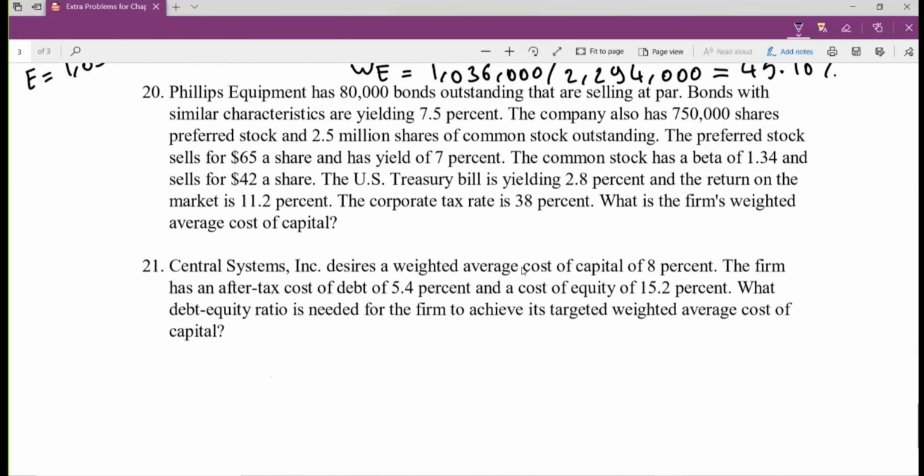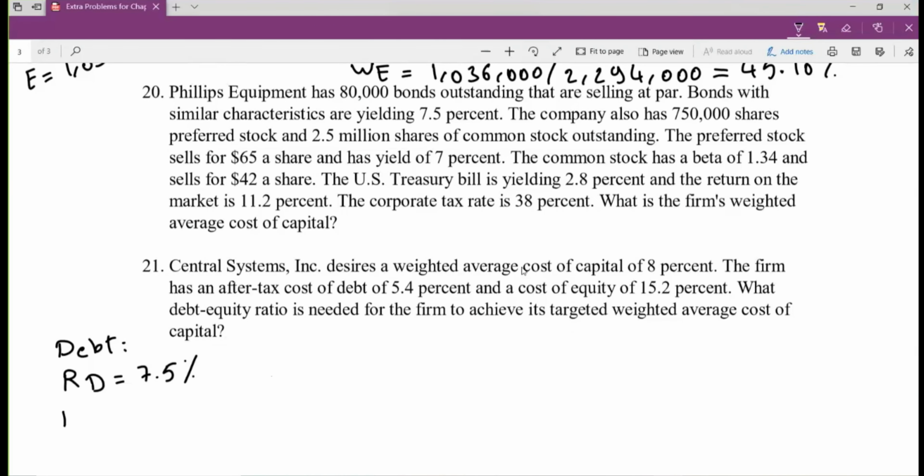Now I move to problem number 20. Philips Equipment has 80,000 bonds outstanding that are selling at par. Bonds with similar characteristics are yielding 7.5%. So here I directly have the pre-tax cost of debt, or the yield to maturity. So I can say here that for debt, RD is equal to 7.5%.